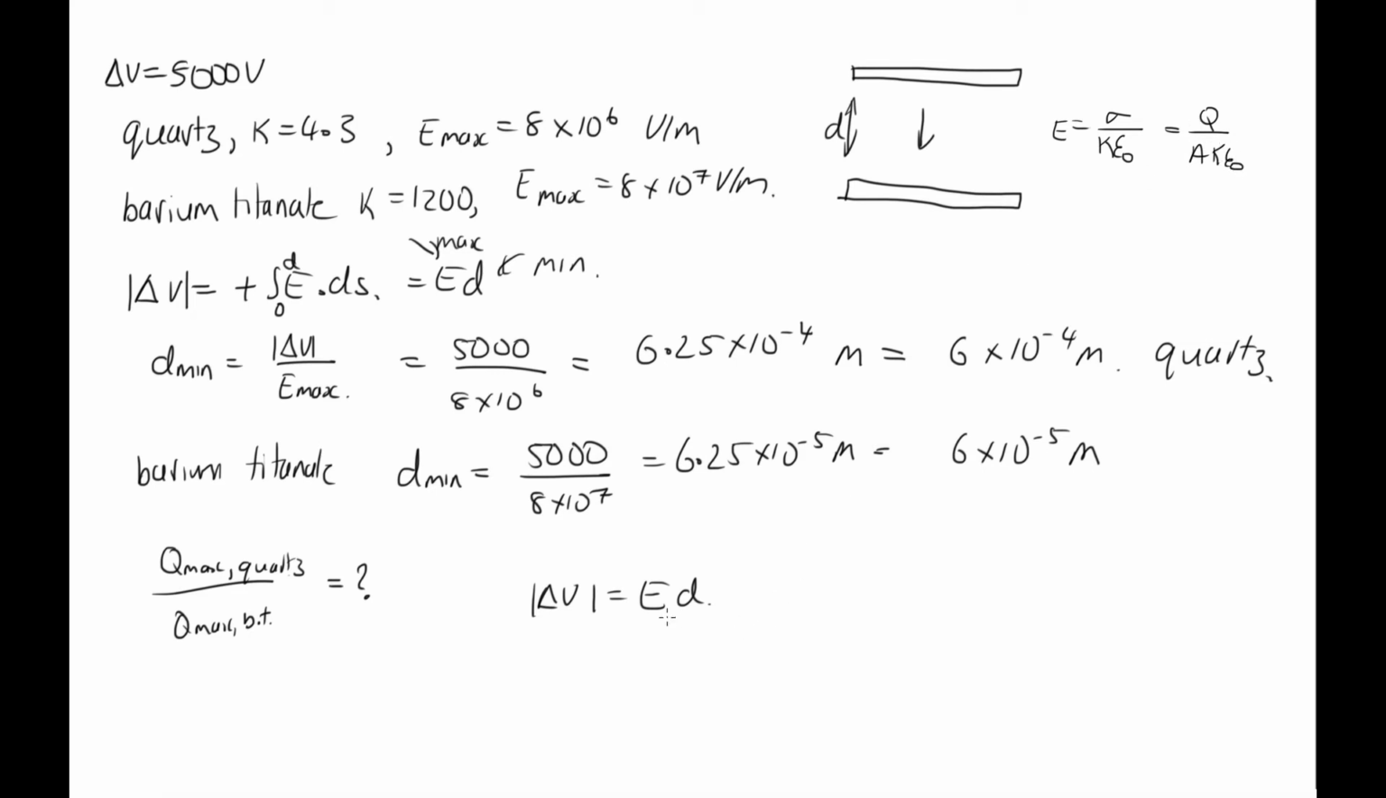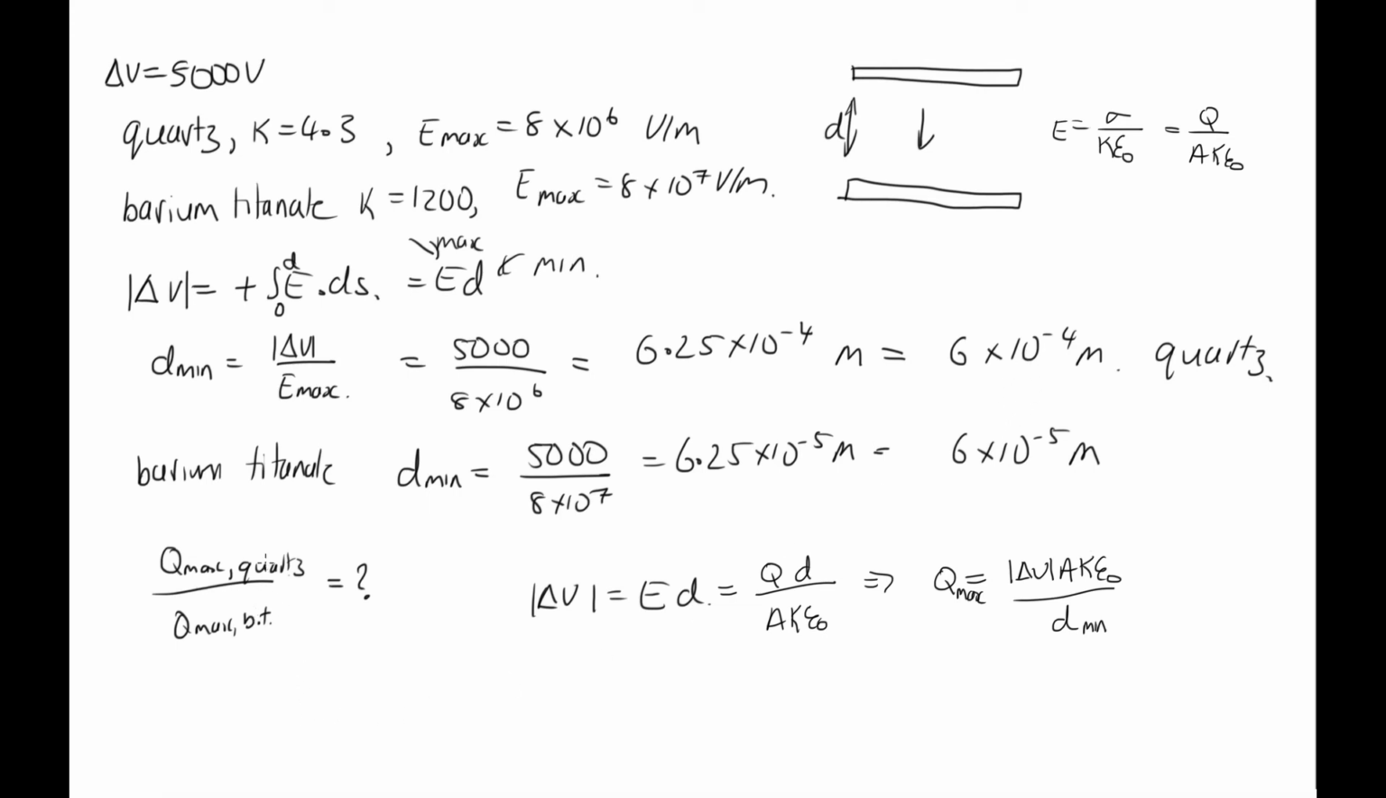So we can now substitute this in for E down here. So this is equal to Q, and we've still got the d here, and we're dividing by A kappa epsilon naught. And what we're interested in finding is Q. So let's rearrange this and make Q the subject. So Q is equal to the potential difference times A kappa epsilon naught, and then we'll need to divide by d. And what we're trying to find is the maximum Q. So you can see from this equation that Q is going to be a maximum when d is a minimum, and we worked out the minimum distances here.